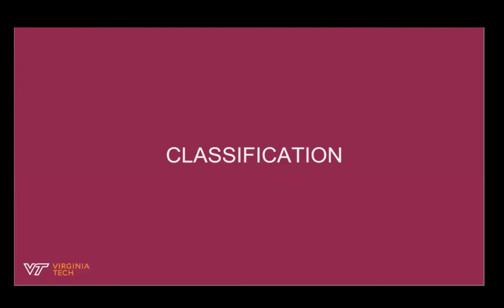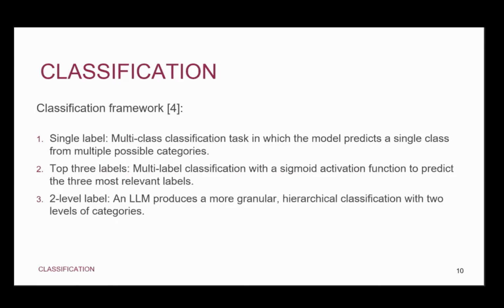Moving on to classification. The classification framework, as I showed in the data flow diagram, is capable of performing three kinds of classification. The single label classification is similar to a multi-class classification where it's choosing the best label from a set of predefined labels.